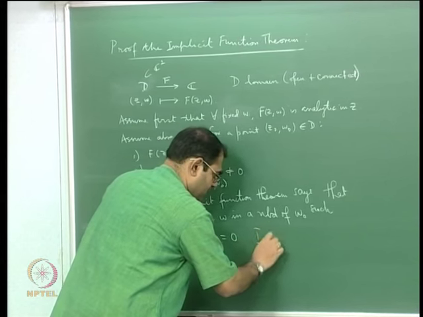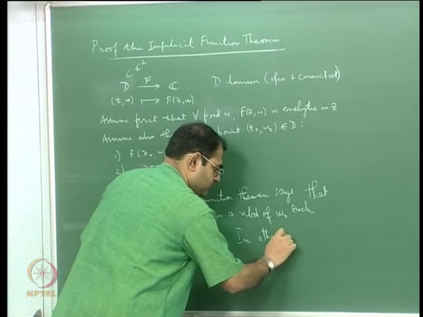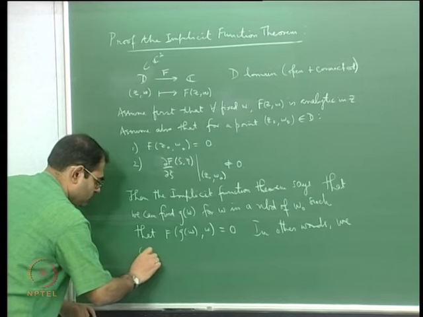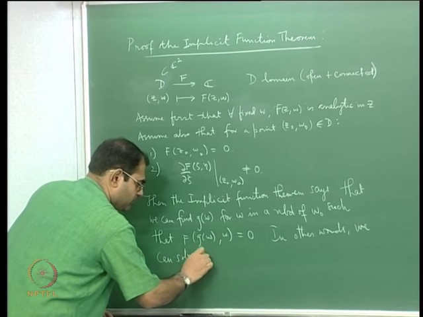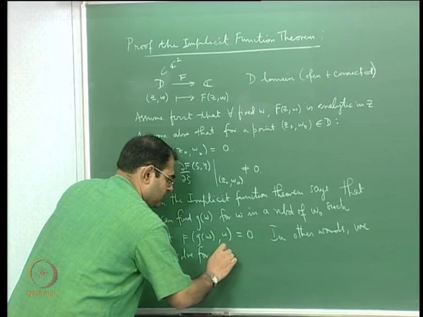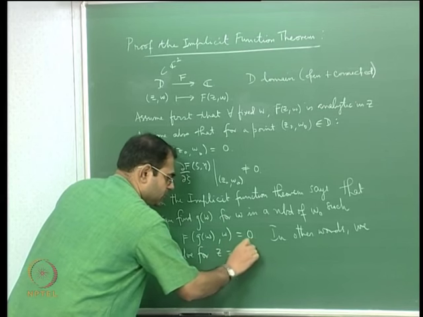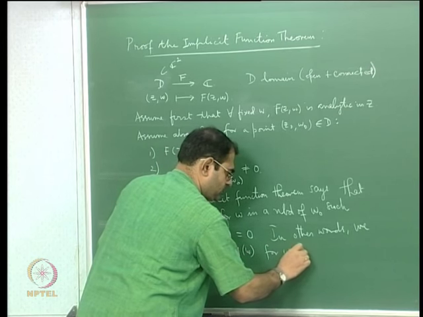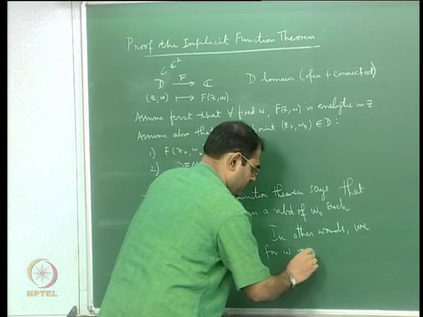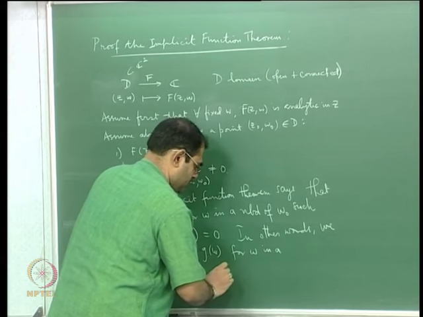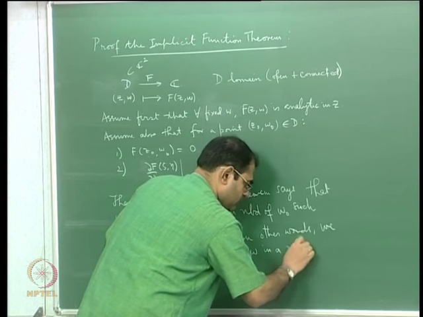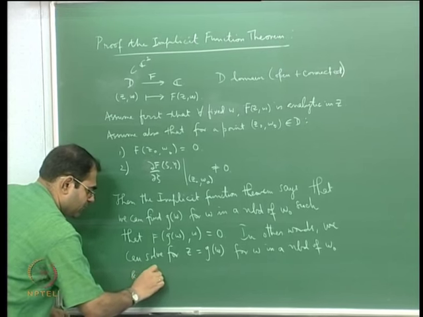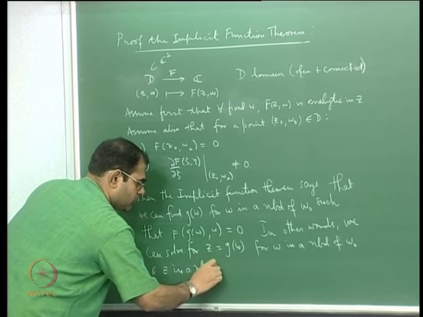In other words, let me write this. In other words, we can solve for z equal to g of w, for w in a neighborhood of w naught and z in a neighborhood of z naught.